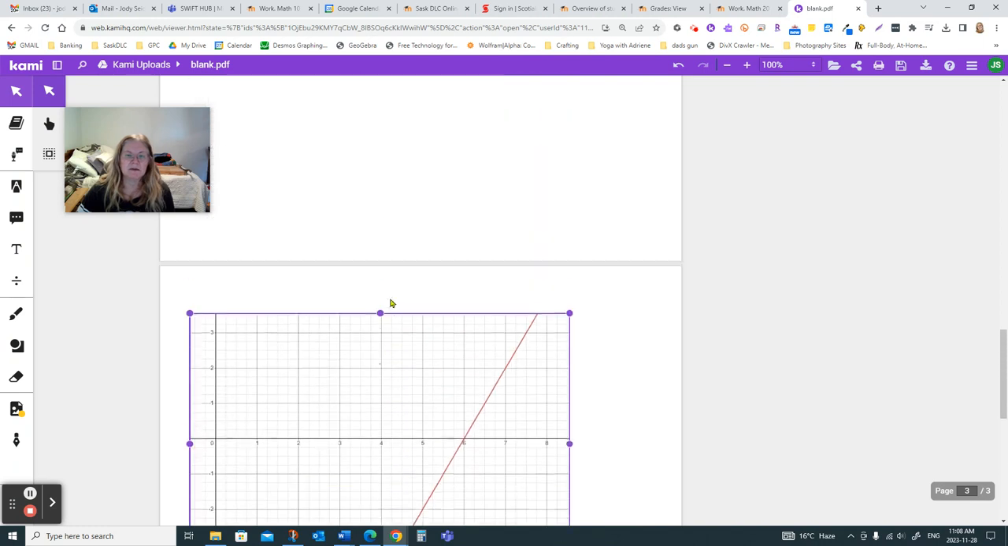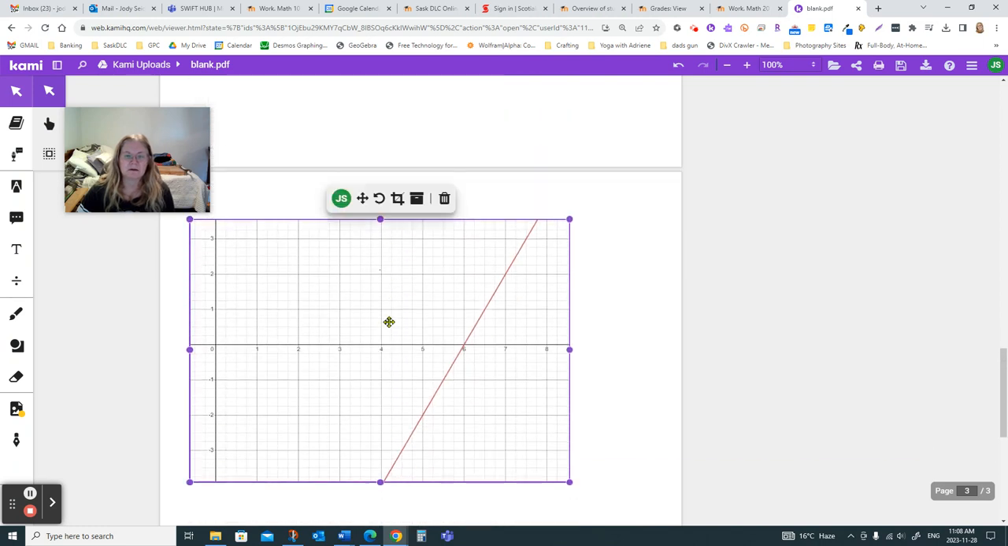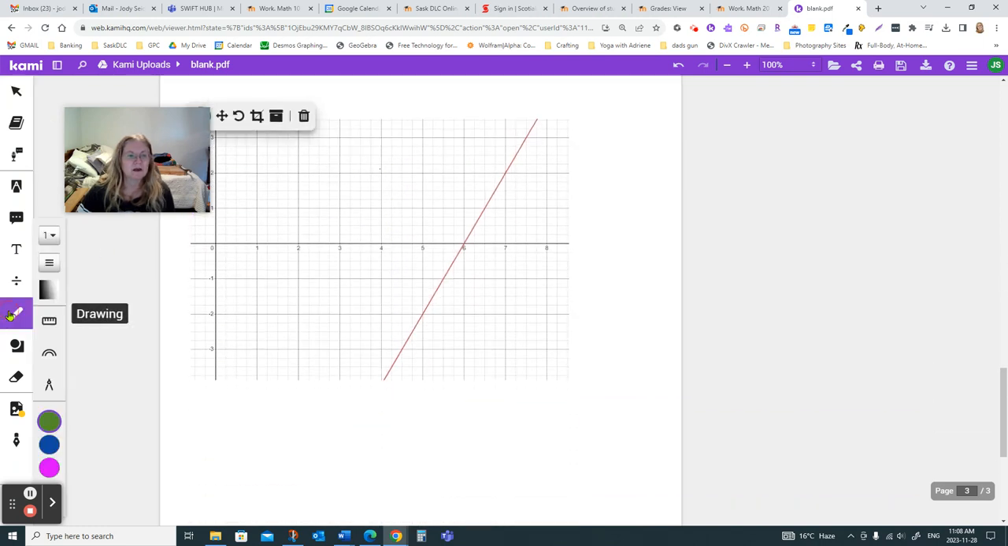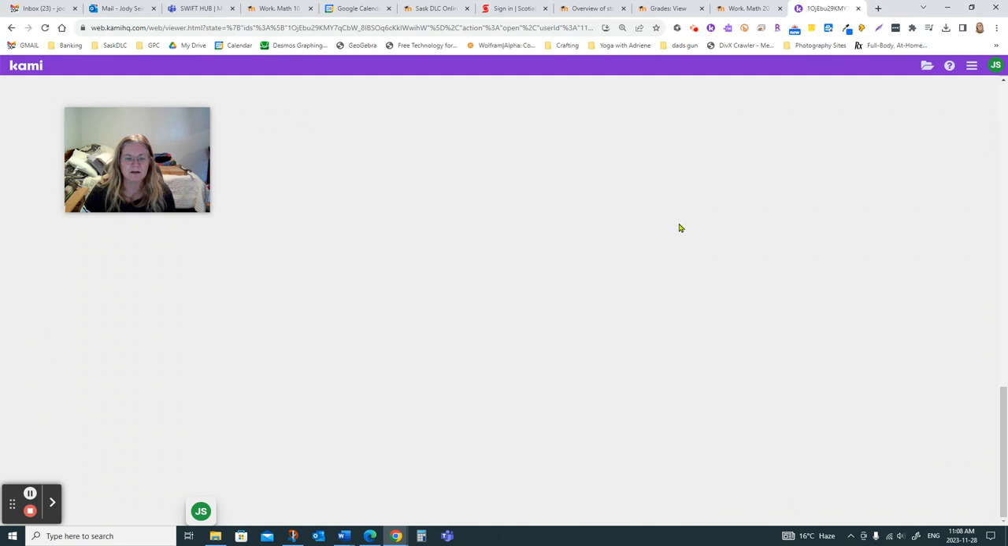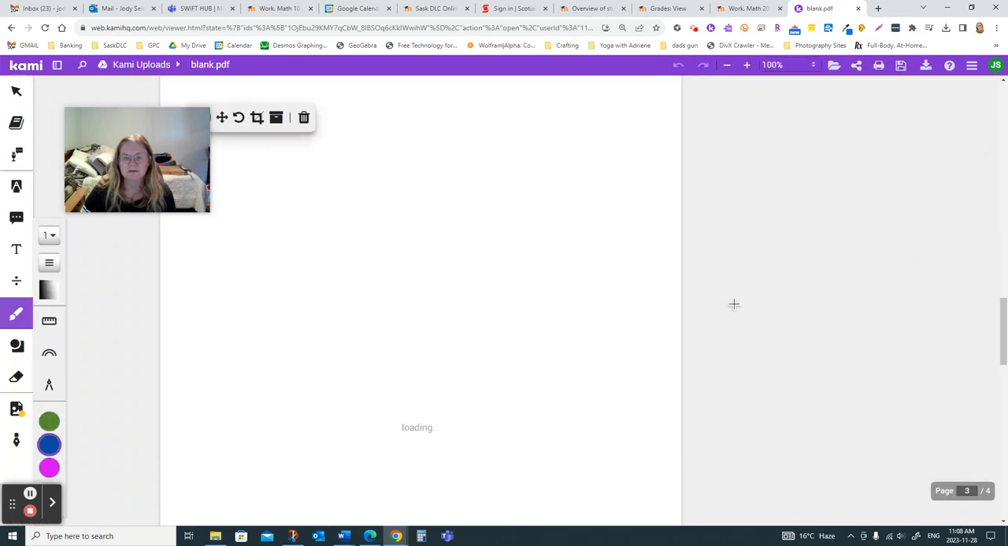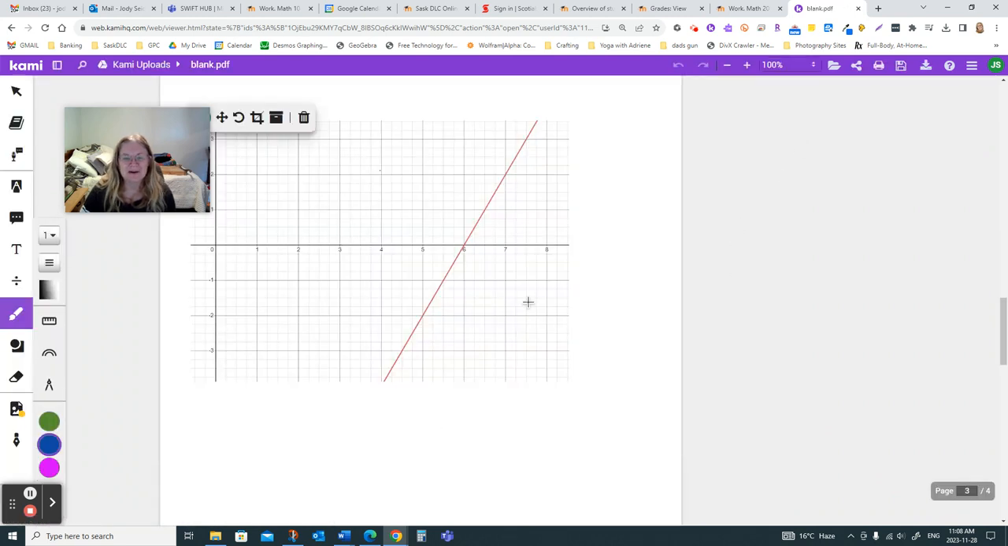Because sometimes, let's work with this one first. Sometimes we're given a line to find the equation of. So here's a red line, which just disappeared. Come back. There we go. A red line on this graph, and I'm supposed to write the equation of it.